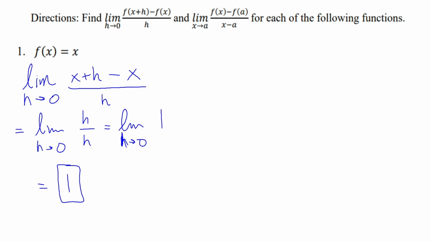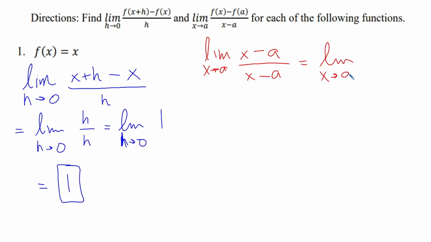And if we choose to do this for the other limit, we'll have a limit as x approaches a of f of x, which is just x, minus f of a, which is just a, divided by x minus a. If you plug in a to both of those, you see that it's indeterminate, but we can cancel out the x minus a over x minus a. We end up with the limit as x approaches a of a constant, which just gives us 1. So once again, we get 1 either way.